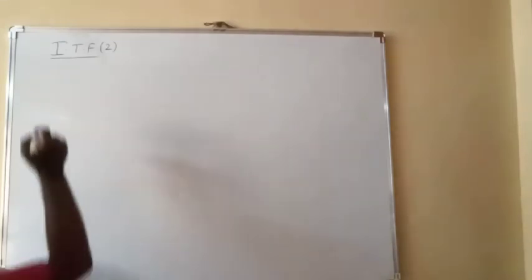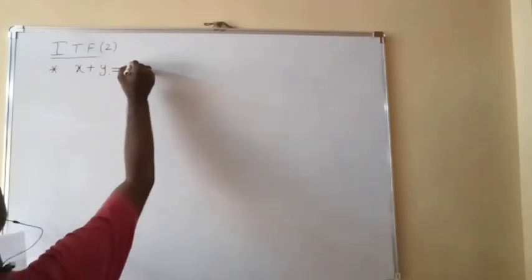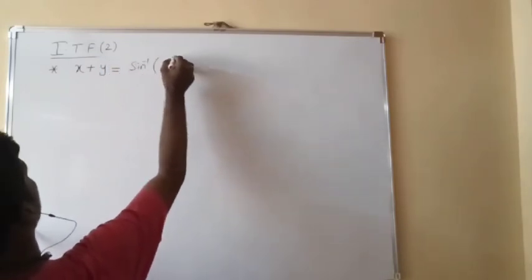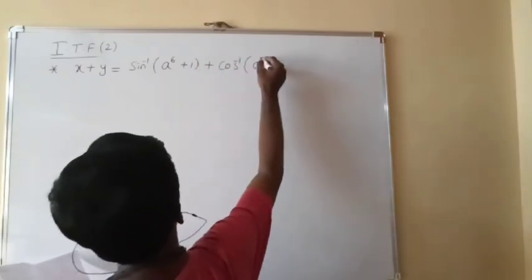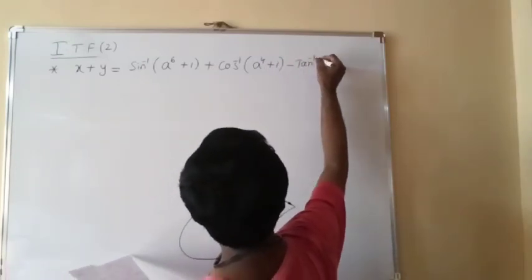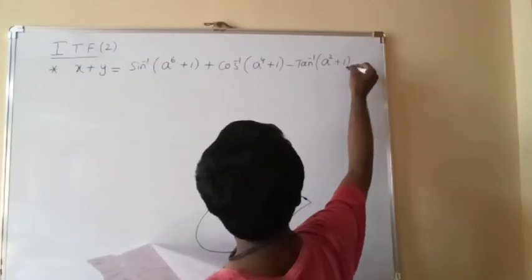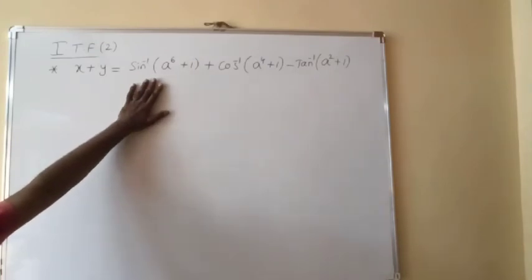It is given the equation of the straight line: x plus y is equal to sine inverse of a power 6 plus 1, plus cos inverse of a power 4 plus 1, minus tan inverse of a square plus 1. A is some constant. It is the equation of the straight line. Then we have to find the image of this straight line with respect to the x-axis.